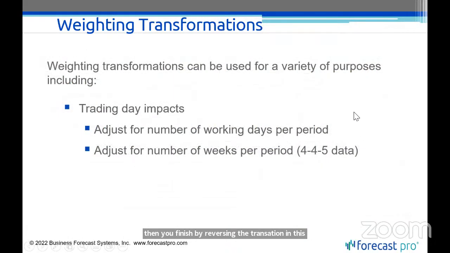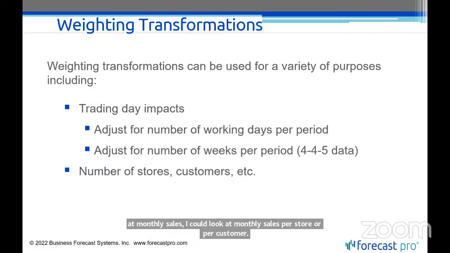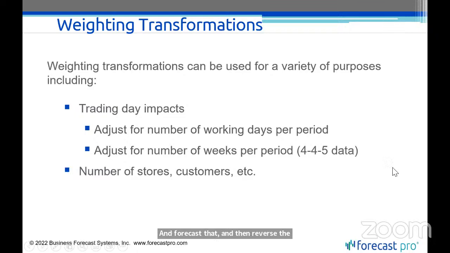So weighting transformations can be useful for a variety of purposes. Trading day impacts are certainly where I see it most. On the other hand, let's say that the number of stores or the number of customers or other numbers varies from period to period. I could use that same approach, and rather than looking at monthly sales, I could look at monthly sales per store or per customer and forecast that, and then reverse the transformation to get my total monthly forecast.